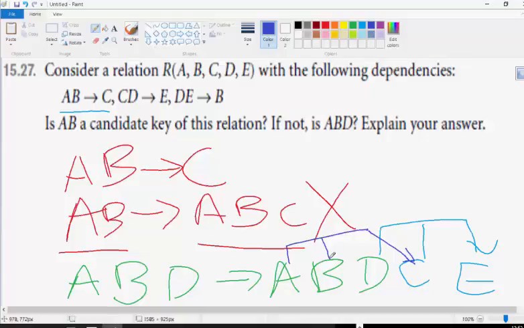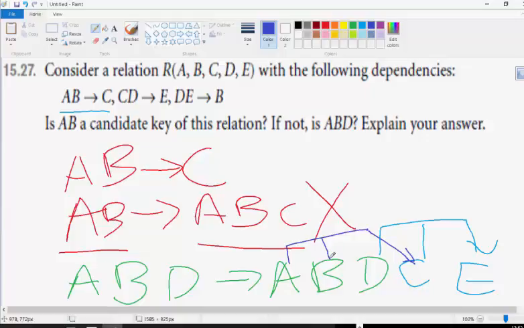So you start off with what they say is your candidate key and see if you can reach every other column. From ABD, AB should give me what? C. The rule is there. AB gives me C.